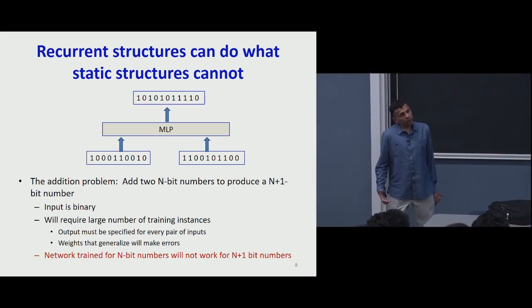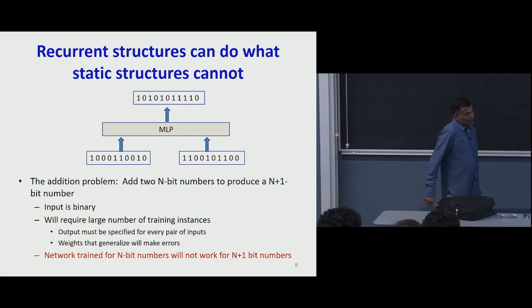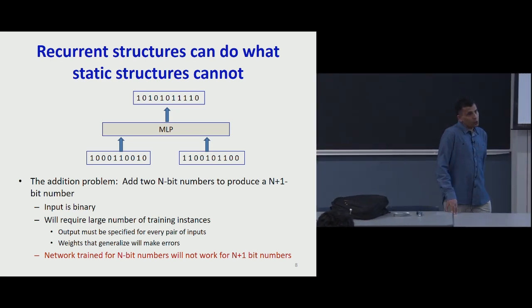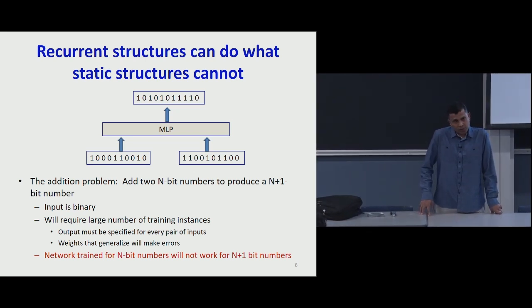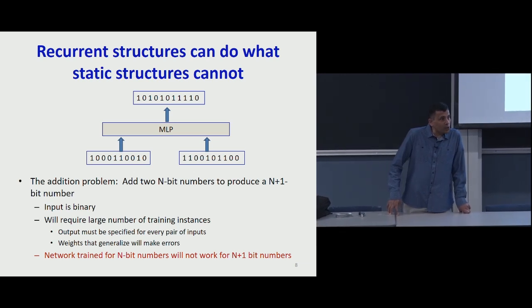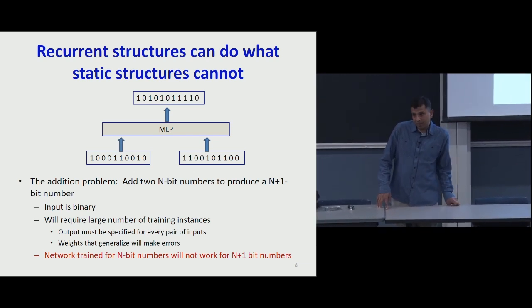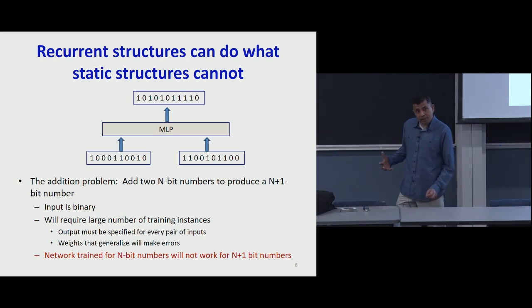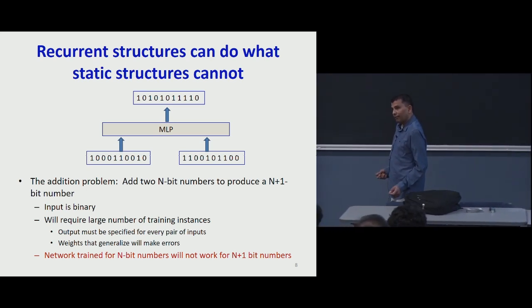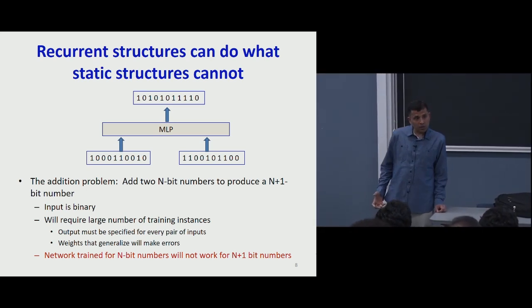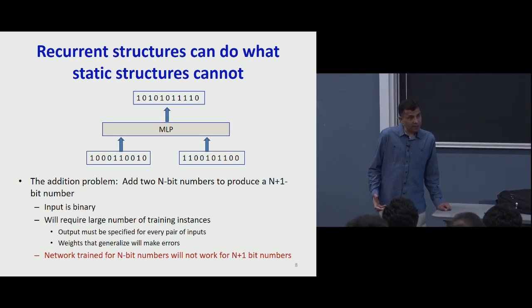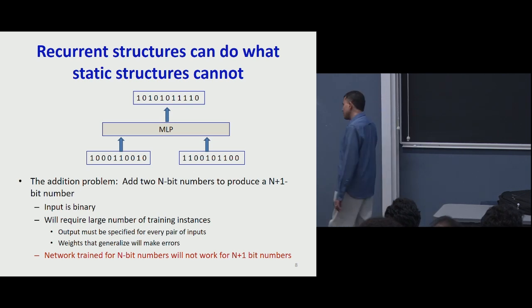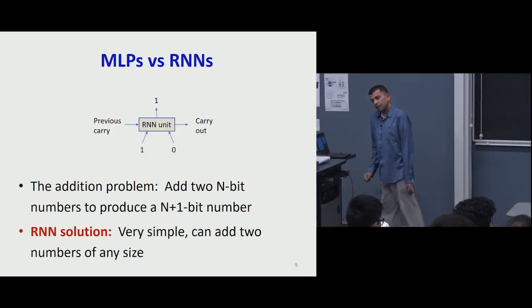But then, even if you do come up with a network of this kind, suppose you design a network that works on two n-bit inputs, and now you want to add two n plus 1 bit numbers. Will it work? Obviously not. It doesn't even take the n plus 1th bit, right? So now here is a problem which is complicated in the simple case and intractable in the more complex case. But then let me replace this with a trivial recurrent network.